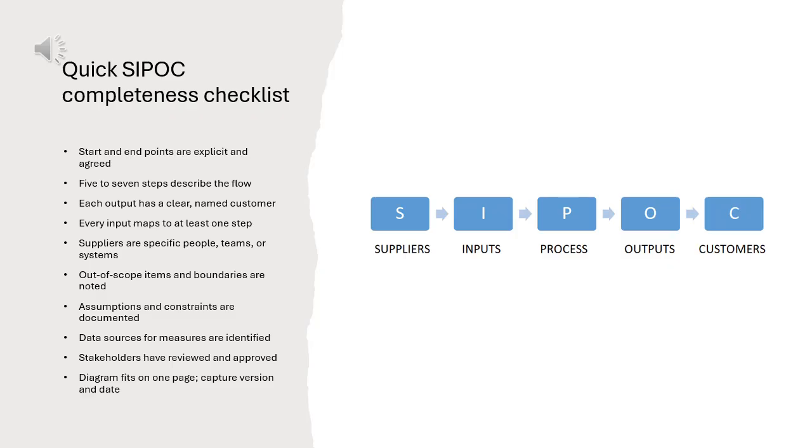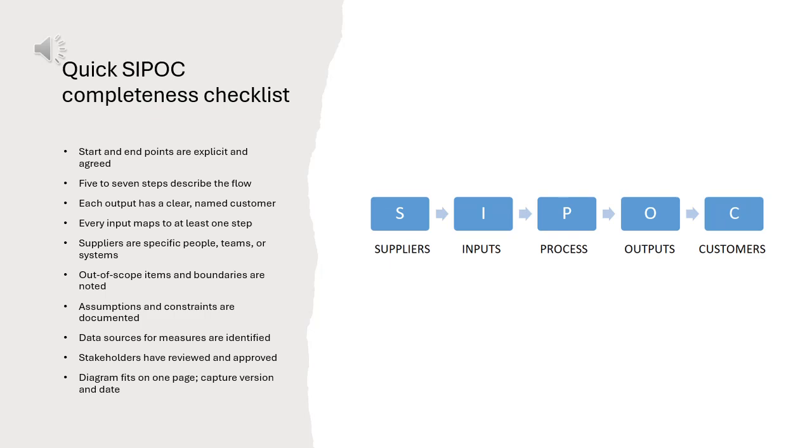Use this quick checklist to validate completeness. Adjust the diagram until every item passes, then capture a version and date. Start and end points are explicit and agreed. 5 to 7 process steps describe the flow. Each output has a clear named customer.